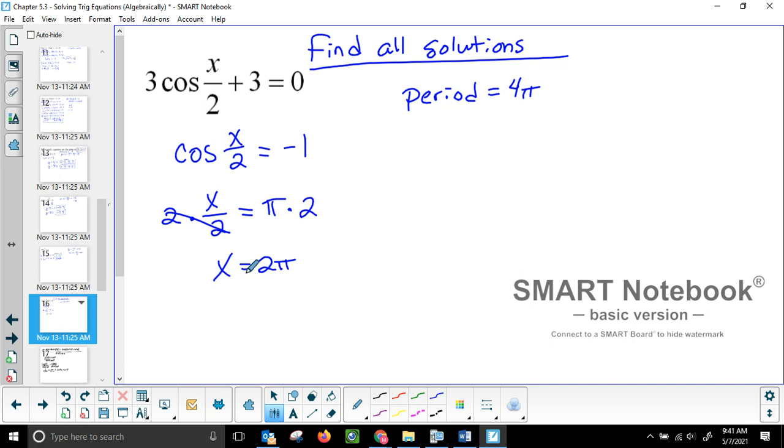All you have to do is take each solution, if you have multiple of them, and say plus or minus n times your period. So in this case, 4n pi. That gives you your infinite solutions. That's all. It's actually easier, I think. But we'll talk a lot more about that on Monday.